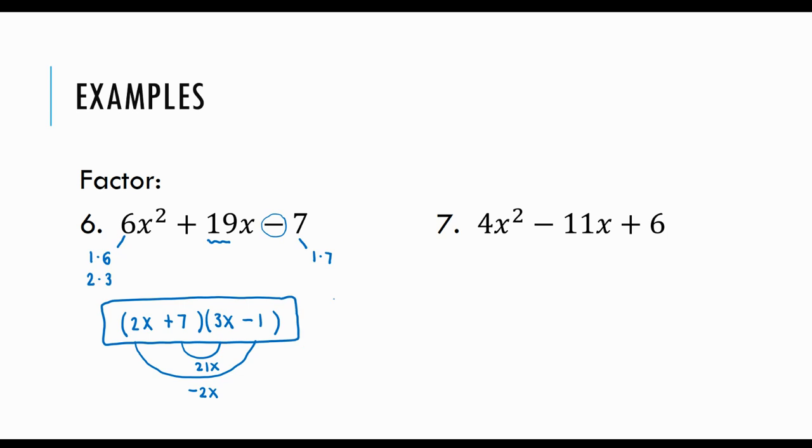Had I not gotten that middle term, then it would have been a matter of maybe flipping the 1 and the 7 around, or maybe switching the 2 and the 3 to a 1 and a 6.